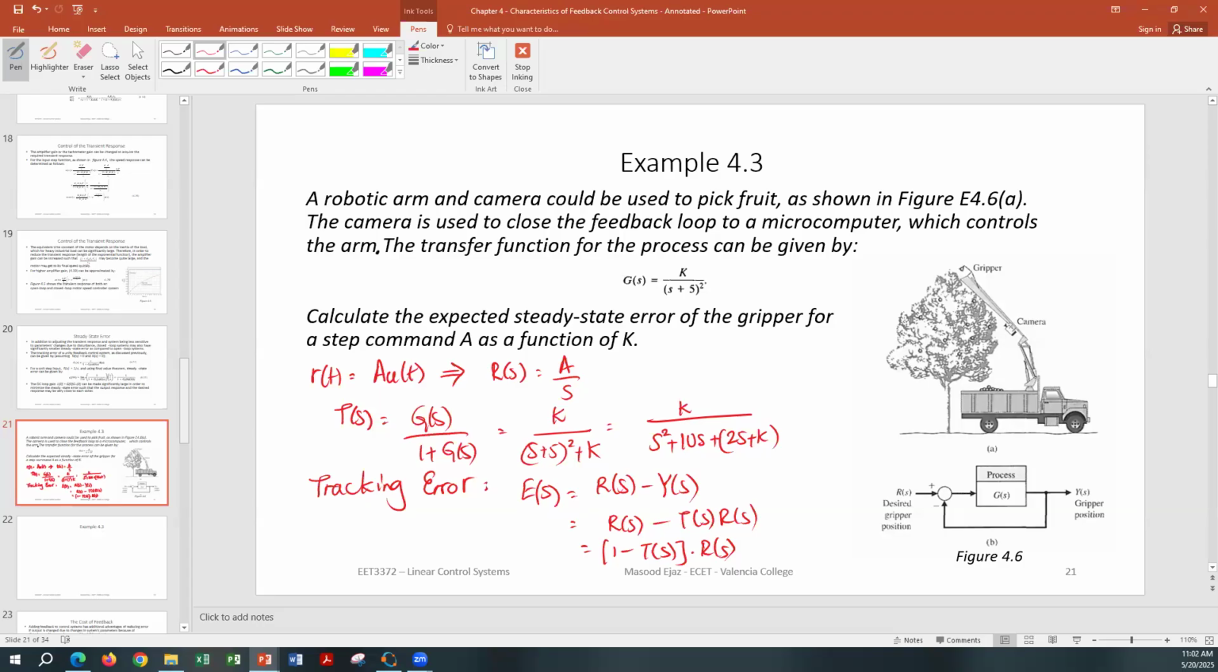And remember, we have to find what? We have to find the expected steady state error of the gripper for a step command. We already applied the step command A over s. So we have to look at what is the expected steady state error for the step command. So to find the steady state error, we can apply the final value theorem.